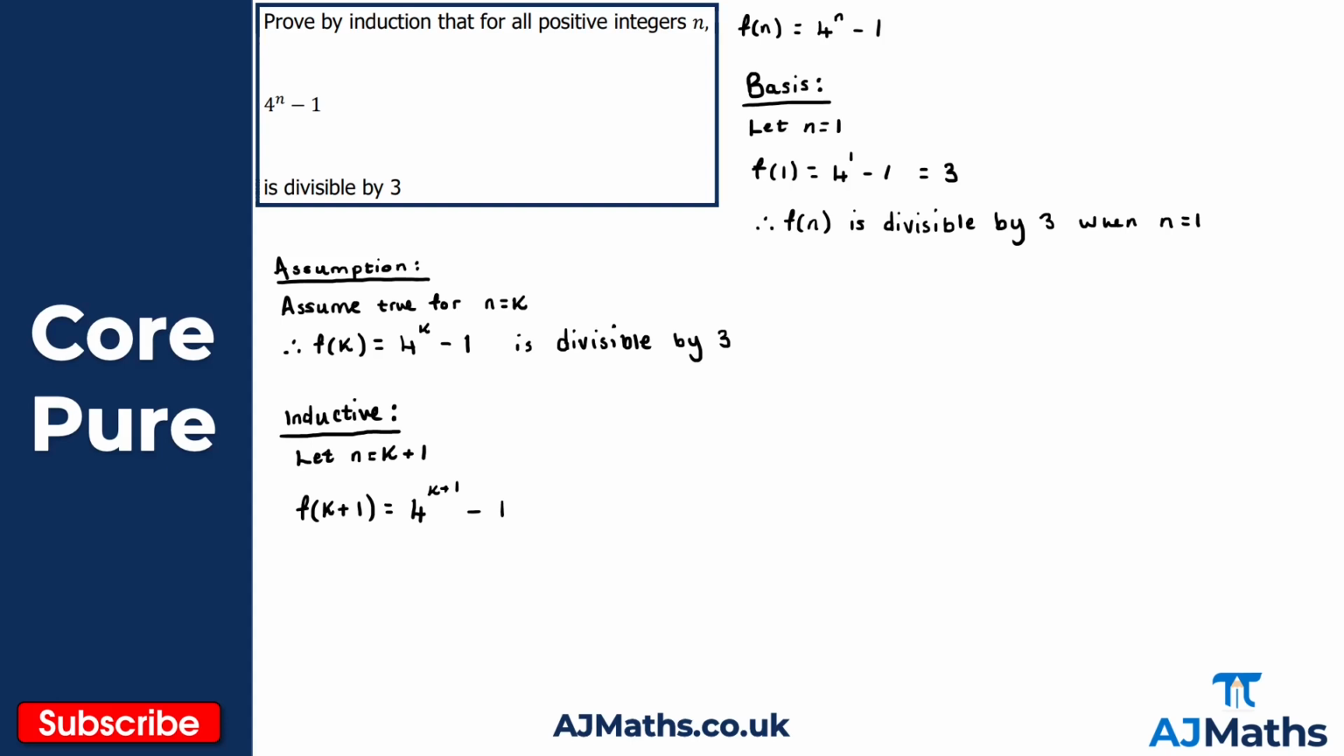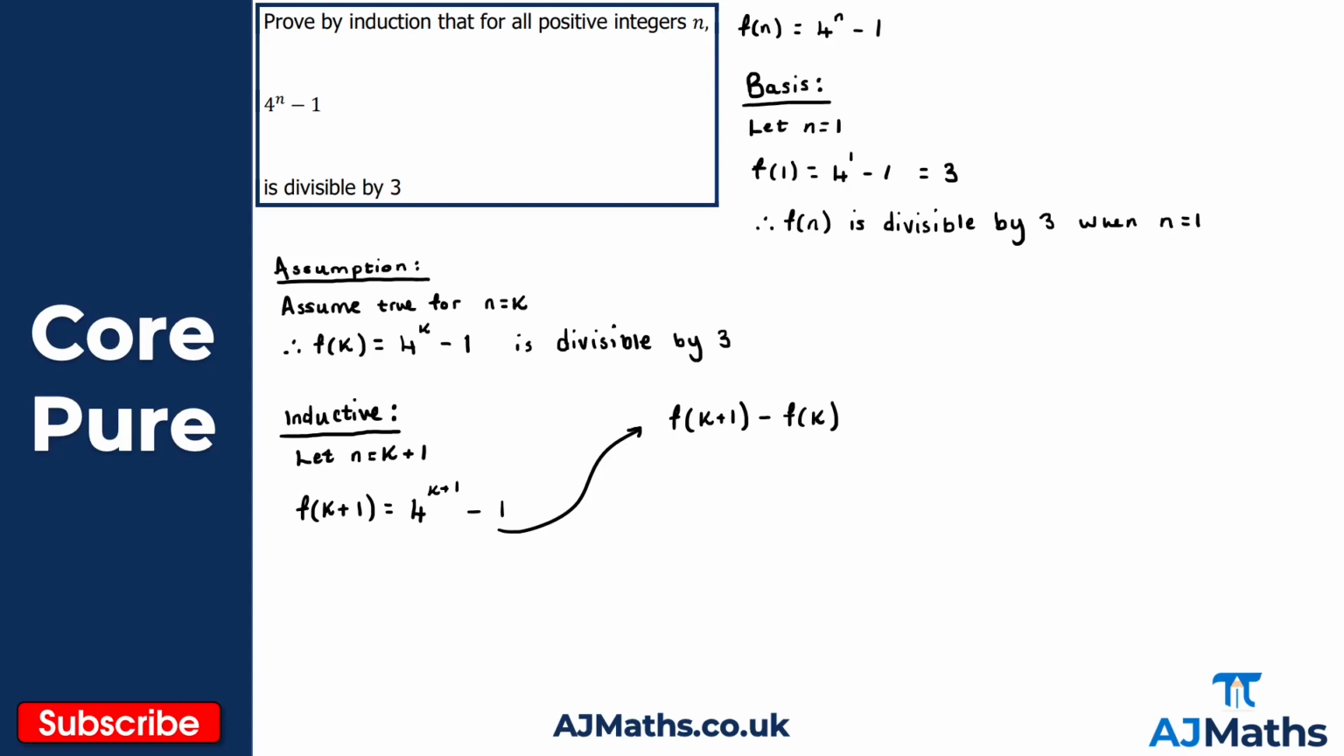What we need to do now is show that this is also true for n equals k plus 1. So that's my inductive step. But how do we do that just using this information here? Well, a really clever way of doing this is to set up a difference here. Okay. So if I consider the difference here then of f of k plus 1 and f of k, what I've got here then is f of k plus 1 minus f of k.